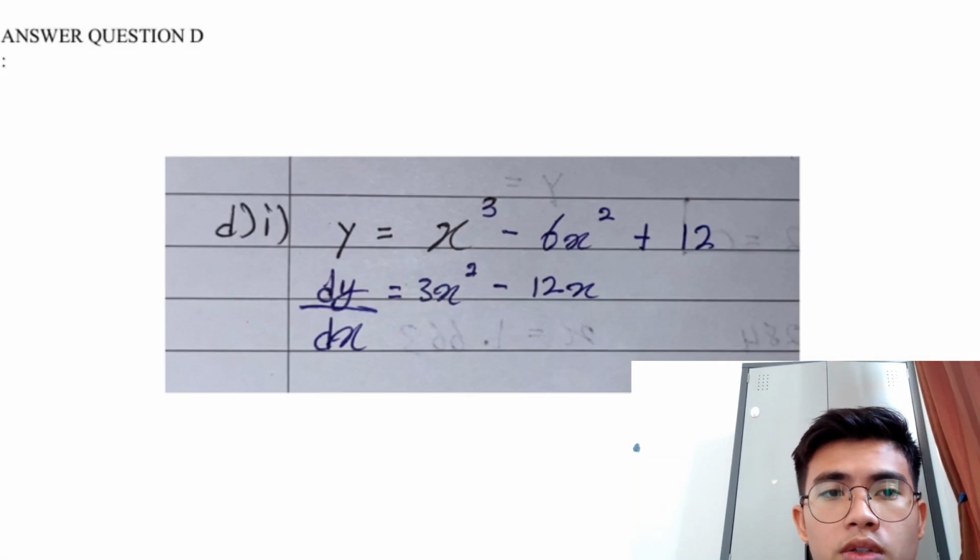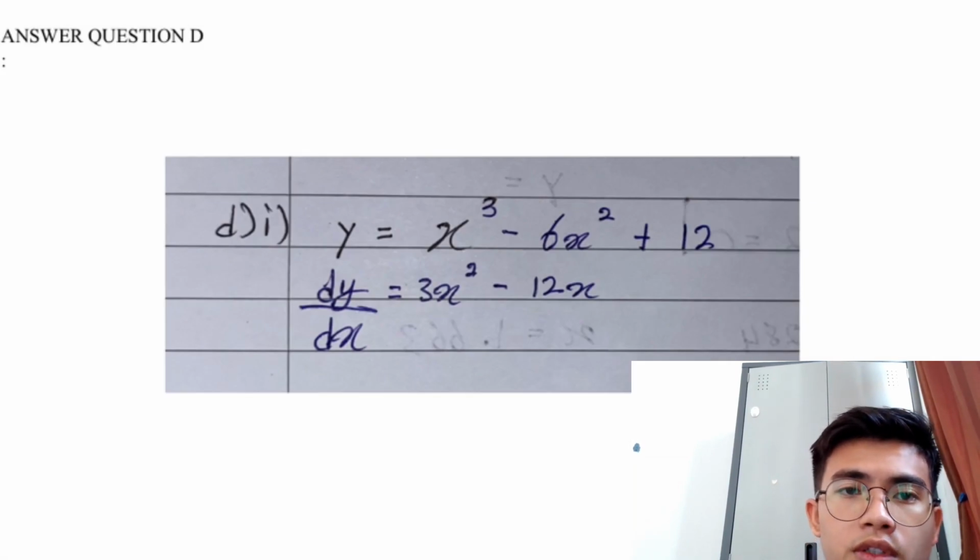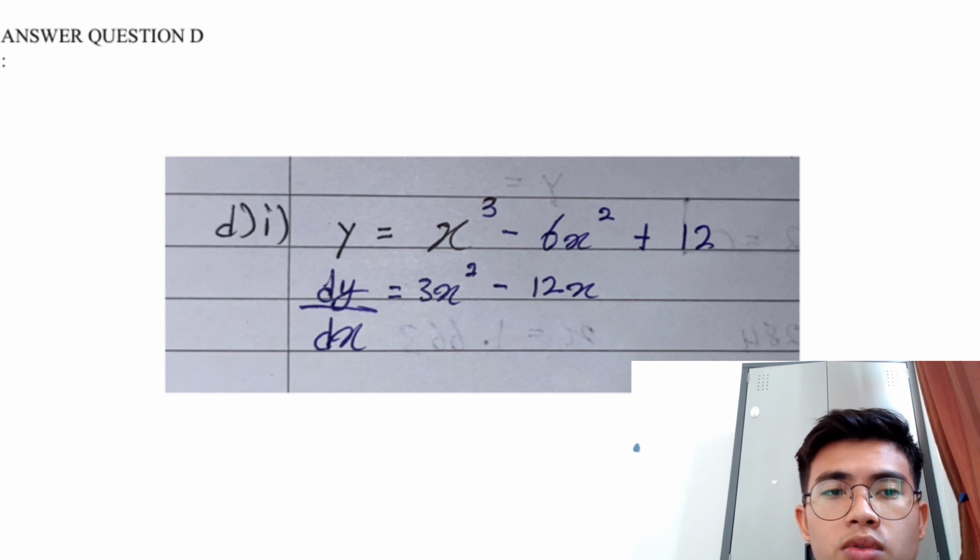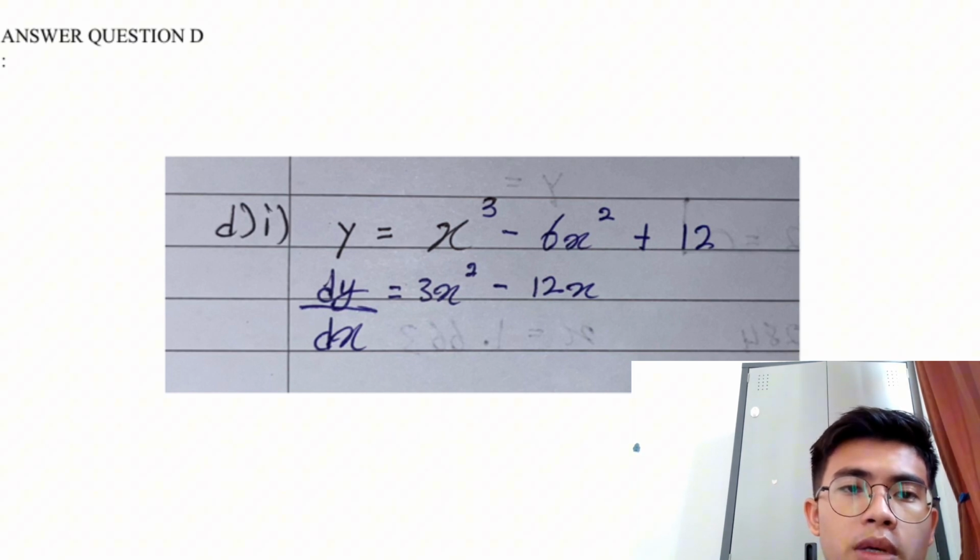Question: use differentiation to find an expression for dy/dx. We need to differentiate y equal to x cubed minus 6x squared plus 12, and it will be 3x squared minus 12x.